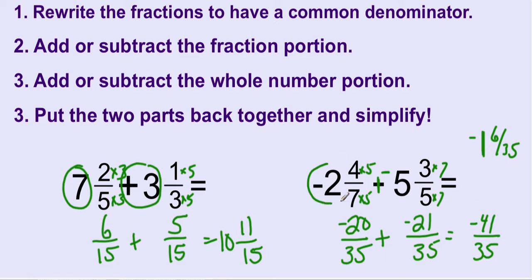Now I go back and do the whole number part. -2 plus -5, 2 negatives, you add them together and keep the sign. That'd be -7, plus the fraction part. So now I have to add the 2 pieces together. -7 plus -1 6/35 would be -8 6/35. So these are the problems with those negatives. You're really going to have to step through it slowly.